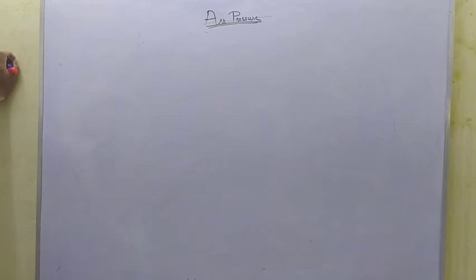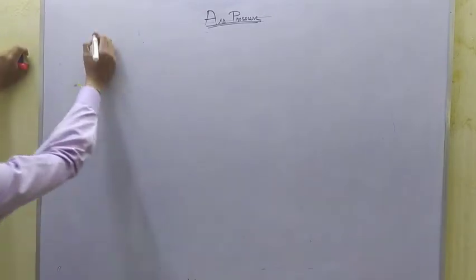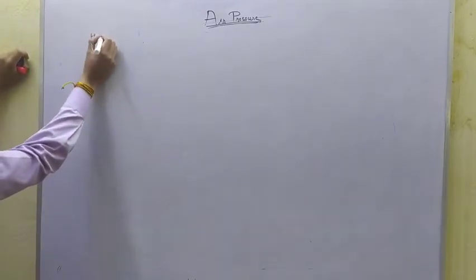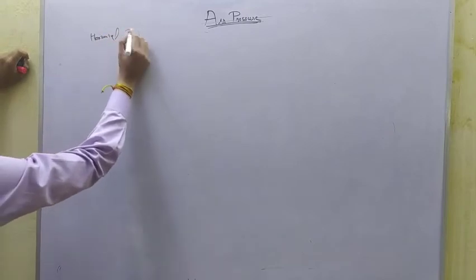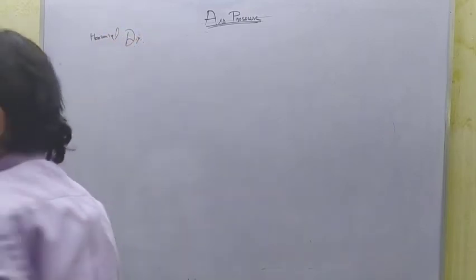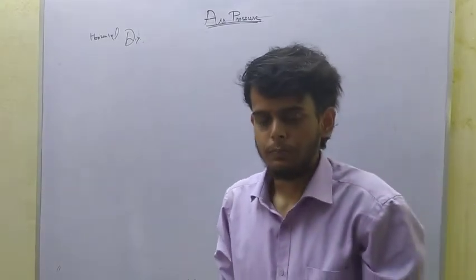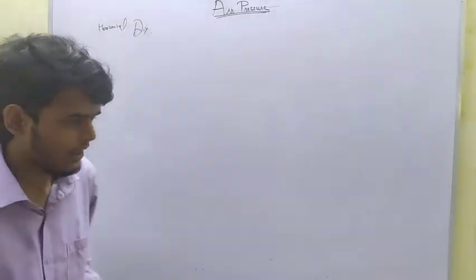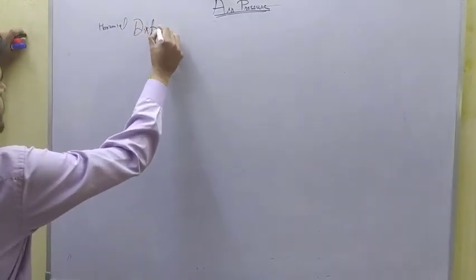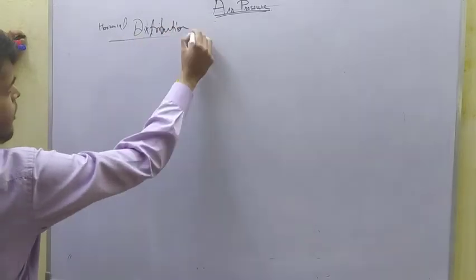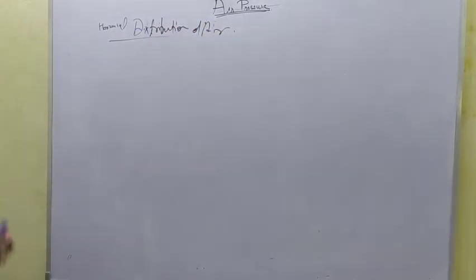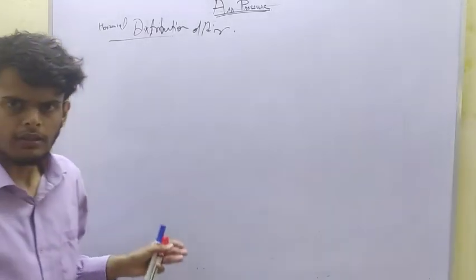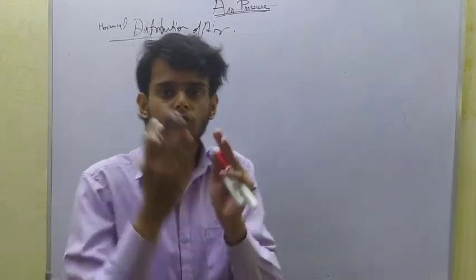Now, horizontal distribution of air pressure. There had been some unforeseen causes, so I had to stop the video. Now, this is the horizontal distribution that we were discussing. Our Earth's air pressure is divided into 4 parts.